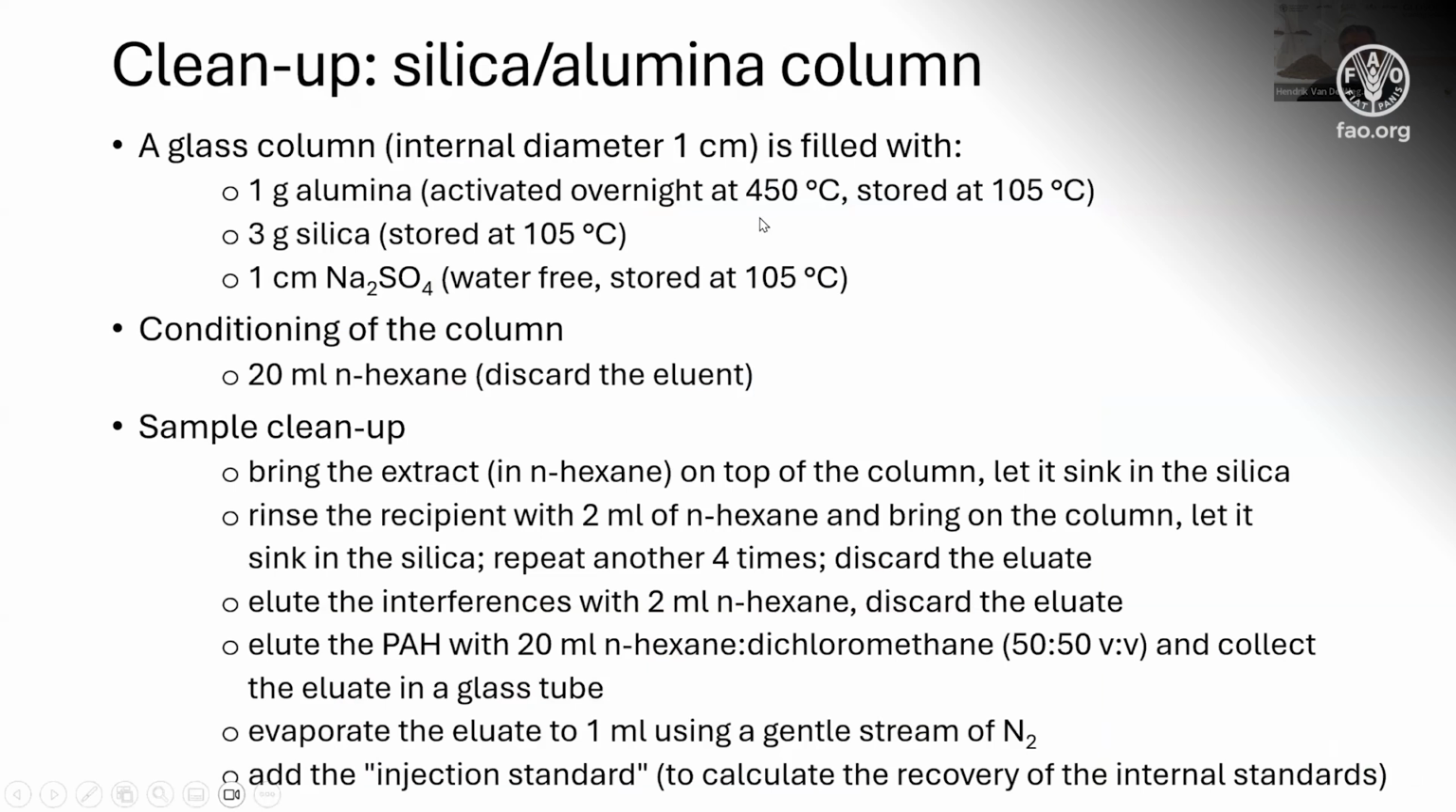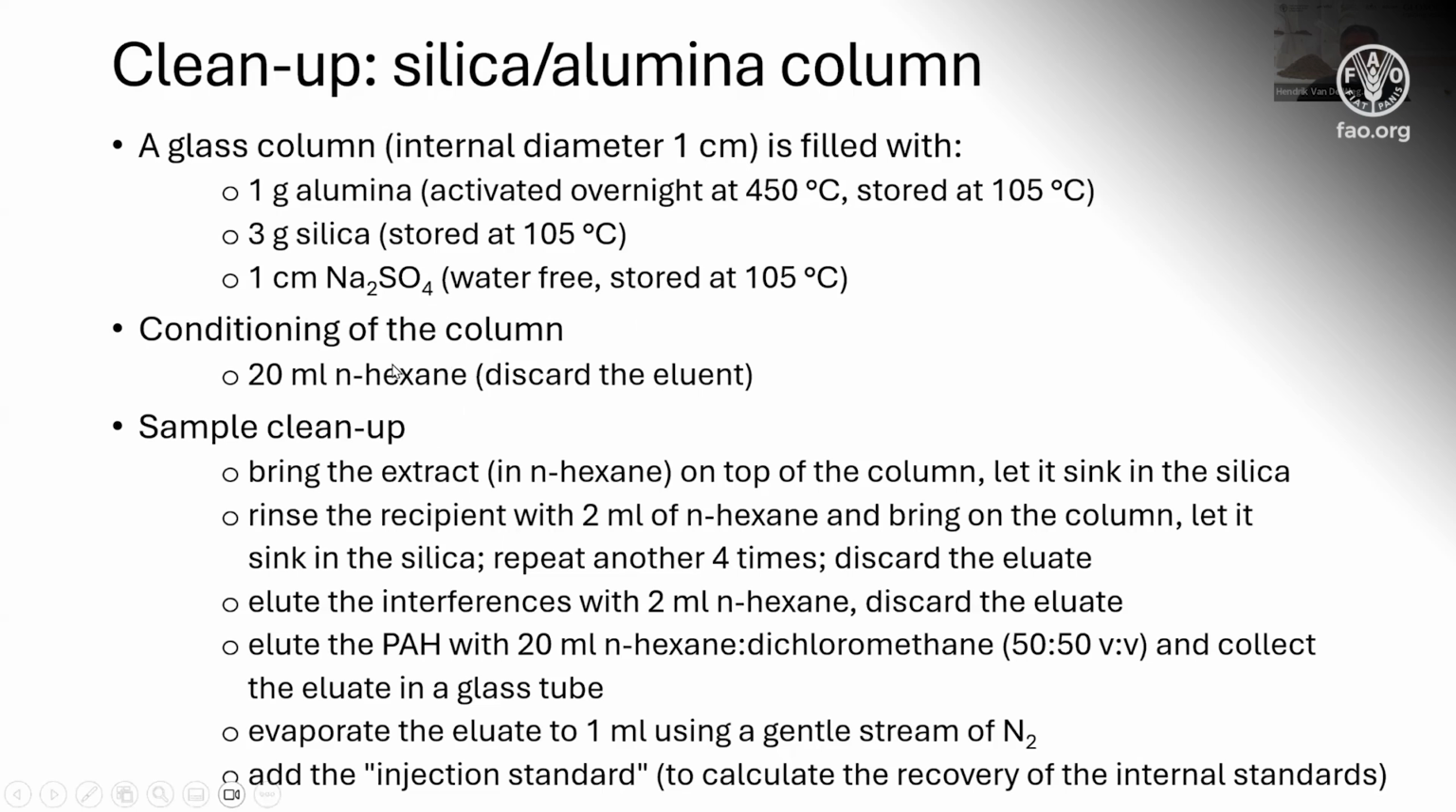And we fill it with 1 gram alumina, activated overnight at 450 degrees and stored at 105 degrees. Then we fill with 3 gram silica, stored at 105. And we top it with 1 centimeter of sodium sulfate water-free, stored at 105. The column is then conditioned with 20 ml of hexane. So that is to rinse the alumina and the silica, and we discard the eluent.